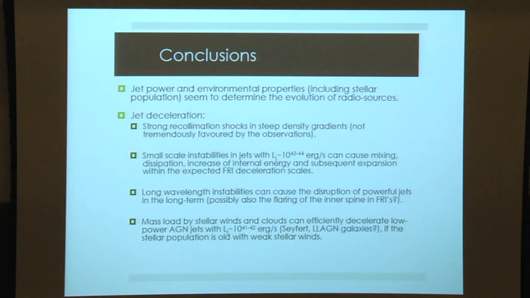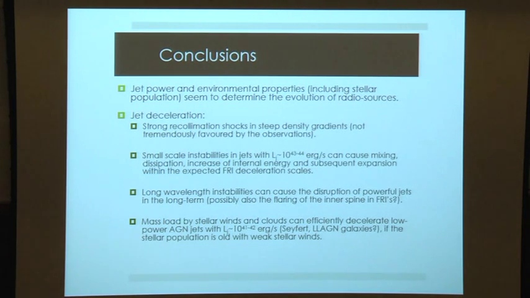And I come to my conclusions. The jet power and the environmental properties, including stellar population, seem to determine the evolution of radio sources. The jet deceleration can be produced in relativistic hydrojets by strong recollimation shocks in steep density gradients. However, this is not tremendously supported by observations. So as I said, you expect more continuous processes of deceleration as the modeling of FR1 jets shows.